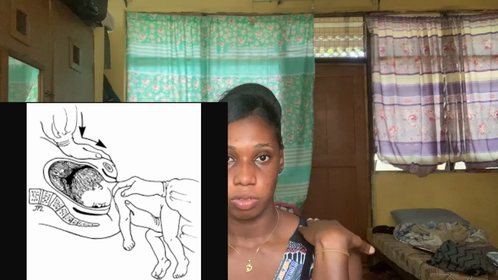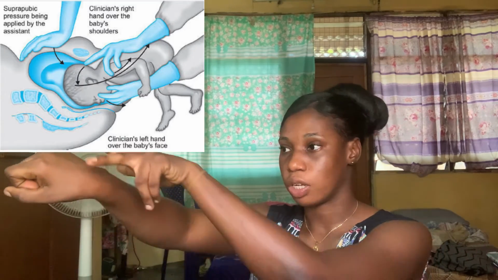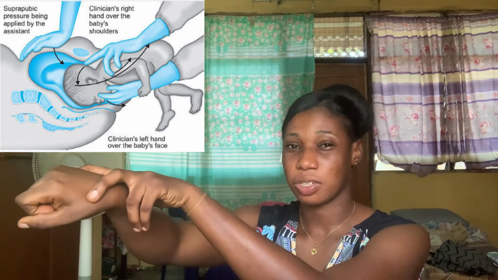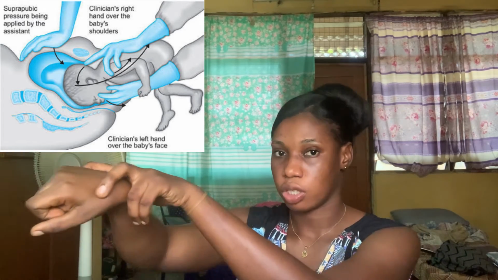In this case, if I'm the one trying to deliver the child, I will use my left hand. I'll place two of my left fingers at the shoulder of the child, so that, assuming this is the head of the child and this is the shoulder, it should be like this, as you can see in the image showing. Then I'll use two fingers from my right hand and place them on top of the mouth of the child.